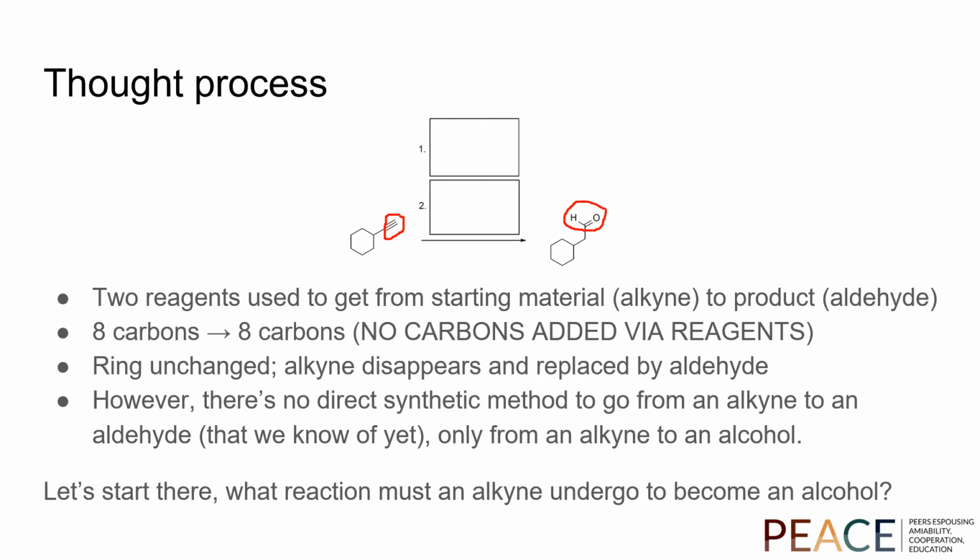Okay, so after giving it some thought, you should realize that there is no direct way to go from an alkyne to an aldehyde, and that instead we only know of the way to go from an alkyne to an alcohol. So let's start there and see if we know which reaction goes from an alkyne to an alcohol, and then from there, if we know of a way for an alcohol to be converted to an aldehyde.